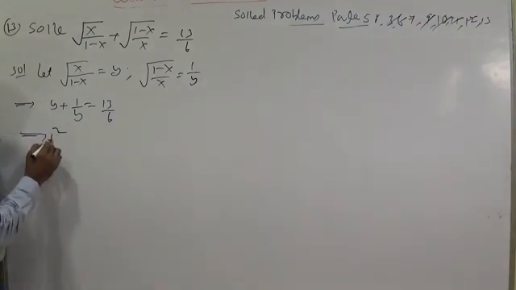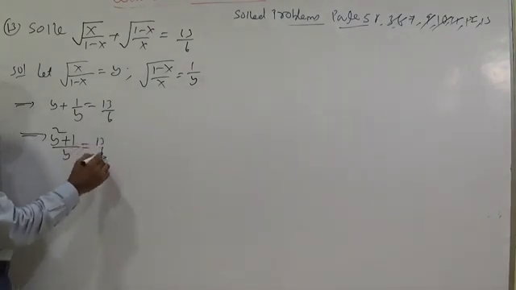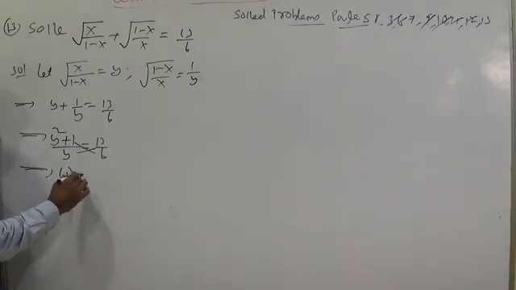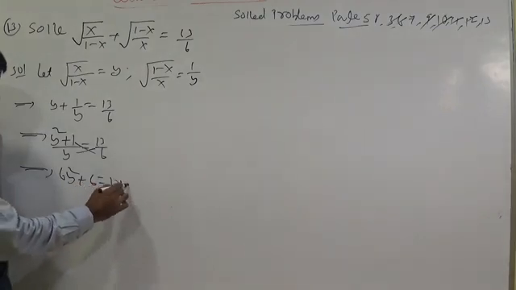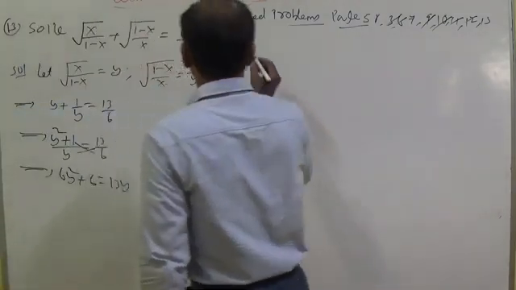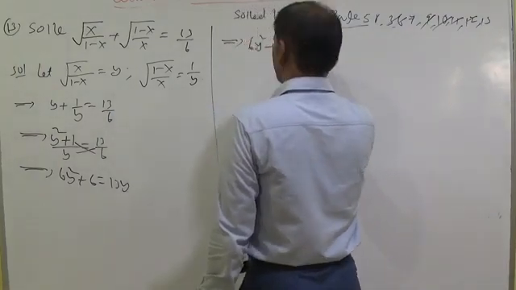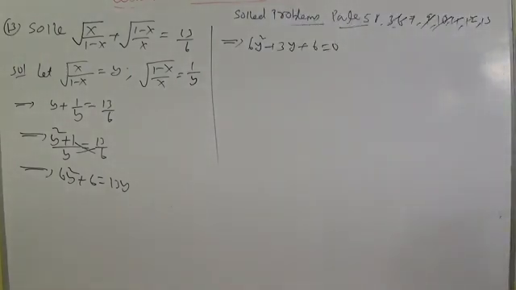That implies, taking common and cross multiplication, we get 6y square plus 6 is equal to 13y. In the next step, we can write this as 6y square minus 13y plus 6 equal to 0. We got the quadratic equation in terms of y. So 6y square minus 13y plus 6 equal to 0.